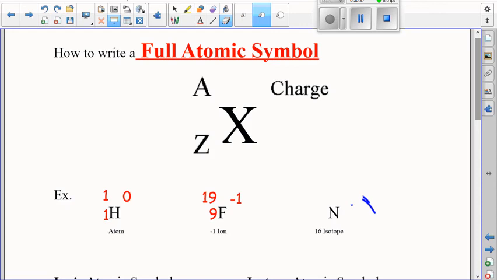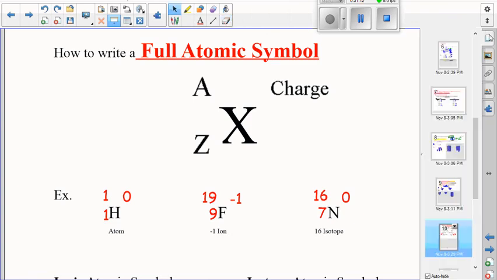All right, then we got nitrogen. We're told this is the number 16 isotope. So if you look at nitrogen, it's element number 7. It's in the top row on the right-hand side. A typical nitrogen has a mass of 14, but we're told, hey, this one's got a mass of 16. Okay, I'll write that there in the top left-hand corner for my A. Its atomic number is still 7. Mr. Pilcher did not tell me there was a charge or indicate that in any way, so I assume it's 0. So let's put a 0. And that's how you do full atomic symbol.